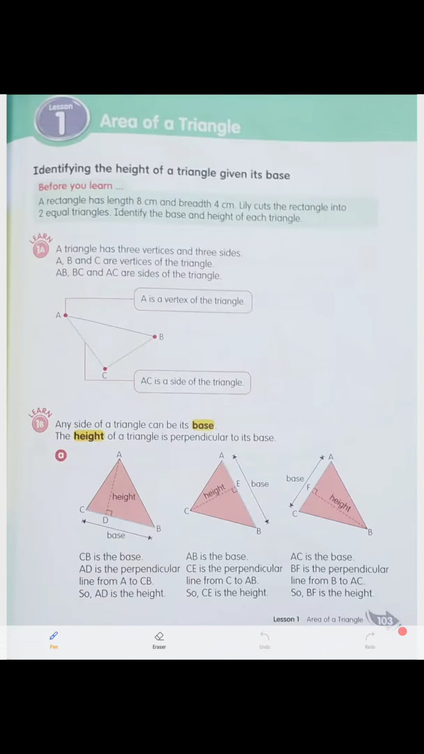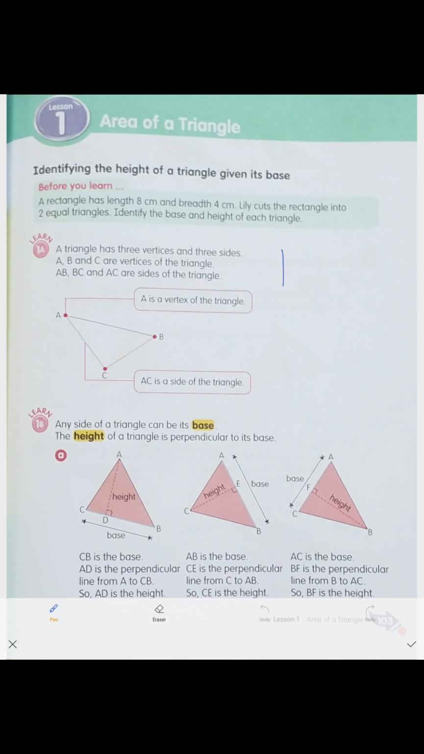So lesson 1, area of triangle, right? Identifying the height of a triangle given its base. Before you learn, a rectangle has length 8 centimeters and breadth 4 centimeters. Lily cuts the rectangle into two equal triangles. Identify the base and height of each triangle.